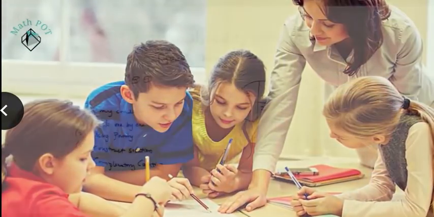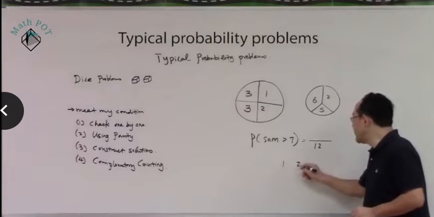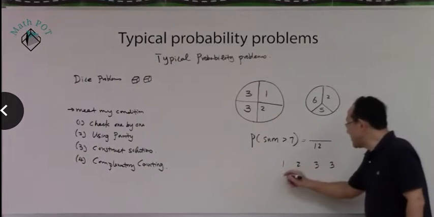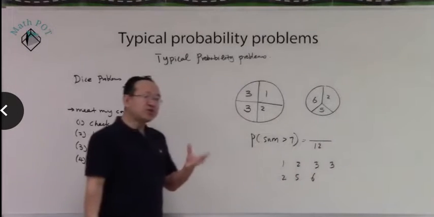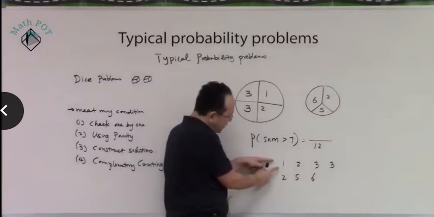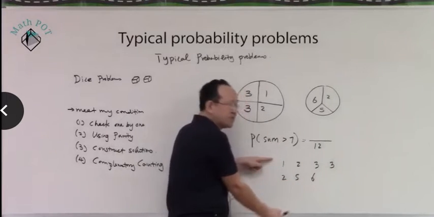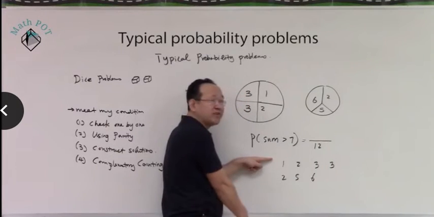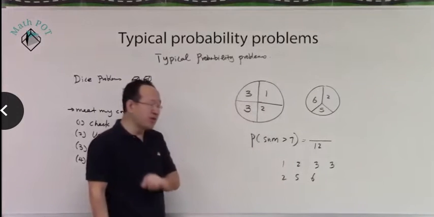To use that idea, I'm going to put the first number as 1, 2, 3. Of course, the next number could be what? Could be 2, 5, and 6. So now check one by one. Sum together needs to be greater than 7. 1 plus 2, definitely doesn't work. 1 plus 5 gives us 6. No. 1 plus 6 doesn't work because 7 is not greater than 7. That means we find nothing if the first number equals 1.